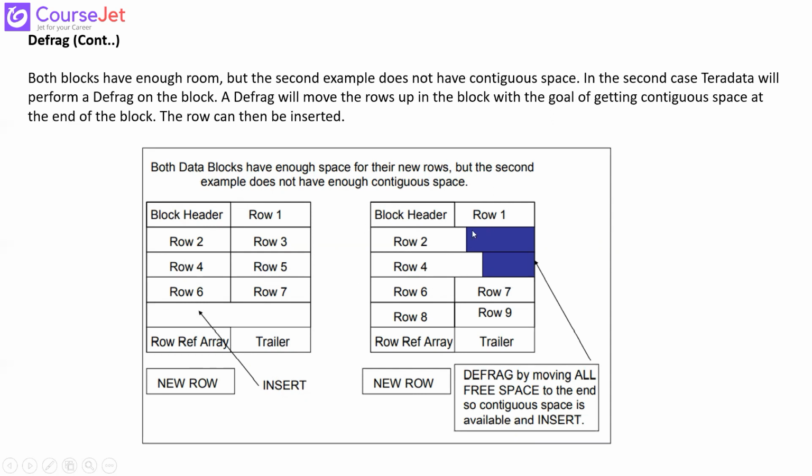But when we consider this example, there is row one, row two, but still there is some space in the sector. So what will happen? The defrag will be running and it will be moving the data, meaning the space, to the end, and it will be adding the new row.